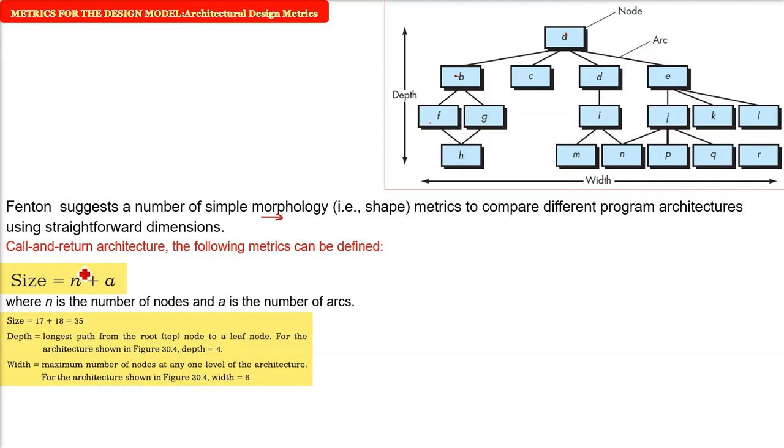So when you add them, if you consider these nodes, there are 17 nodes. How many arcs are there? There are 18 arcs. Add them, and what are you going to get? 35. The size you got.